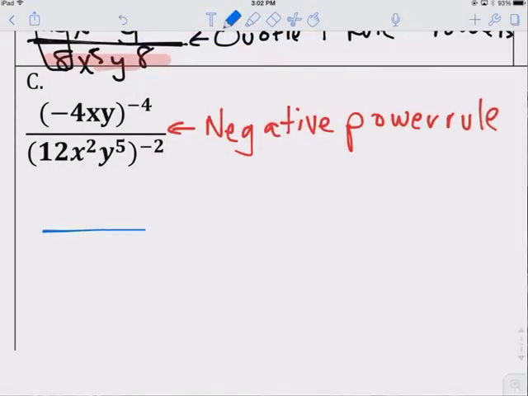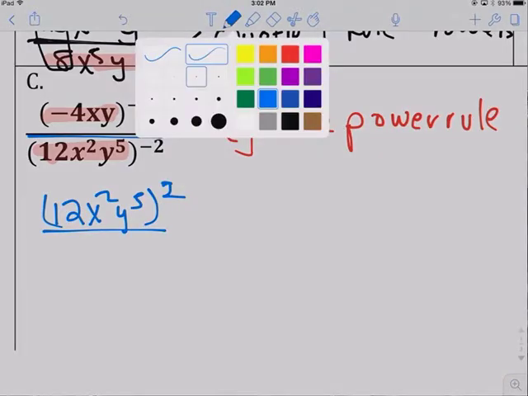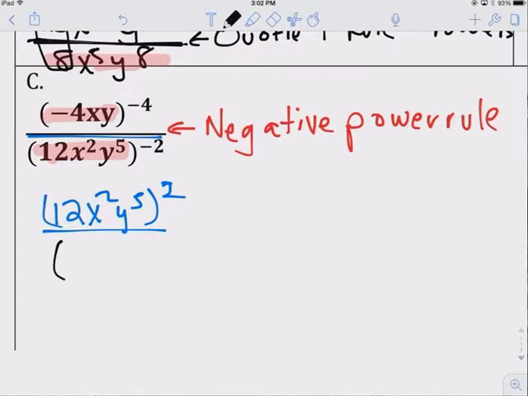Okay, negative power rule, we just switch them, right? Yeah, you switch the whole thing. Don't change the inside. Would you call that a reciprocal? Yeah, the reciprocal. But it is a division, that's why it's called quotient. 12x squared y to the fifth. The inside preserves itself. Only the outside becomes its opposite. So negative 4. So you just flip it?